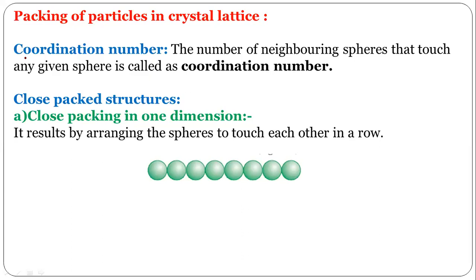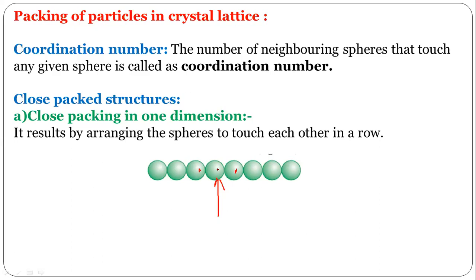In this chapter, coordination number means the number of neighboring spheres that touch any given sphere. So these are some spheres, arranged in a straight line, horizontally. Now, if we consider this particular sphere, it touches this sphere and this sphere. So the coordination number is 2.